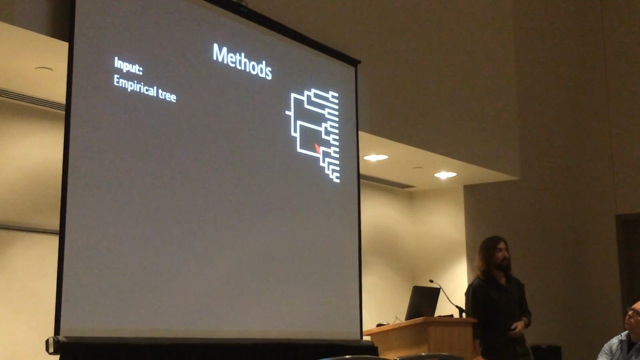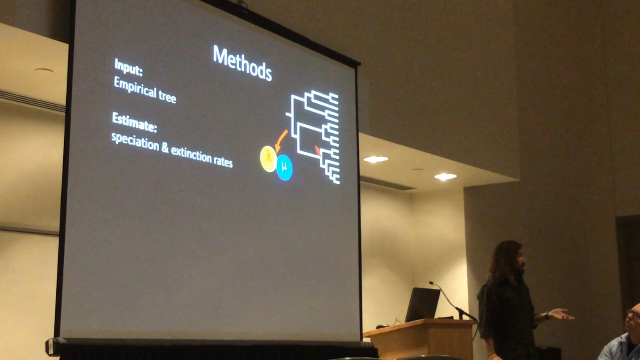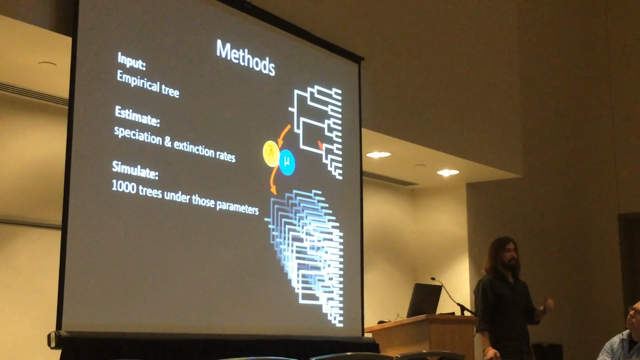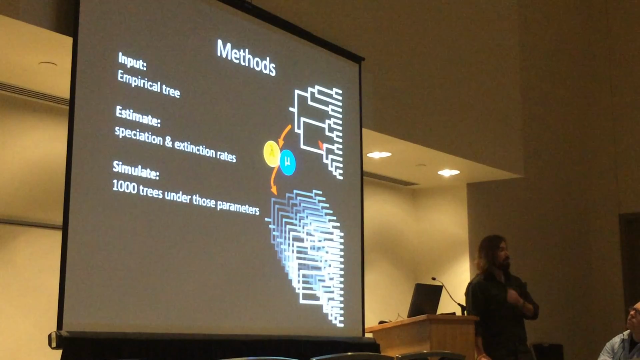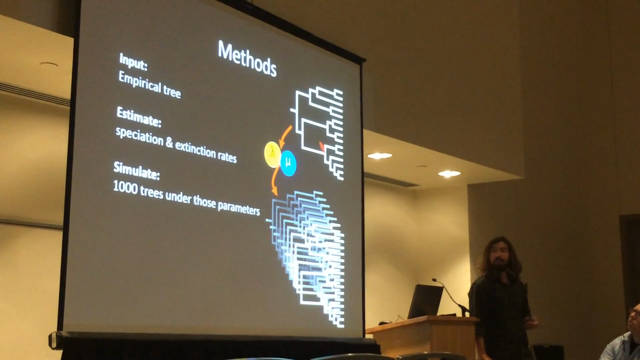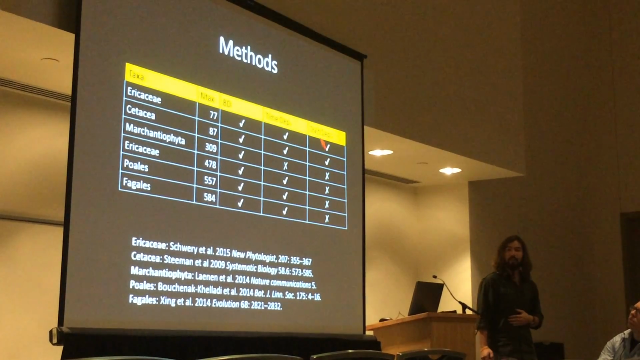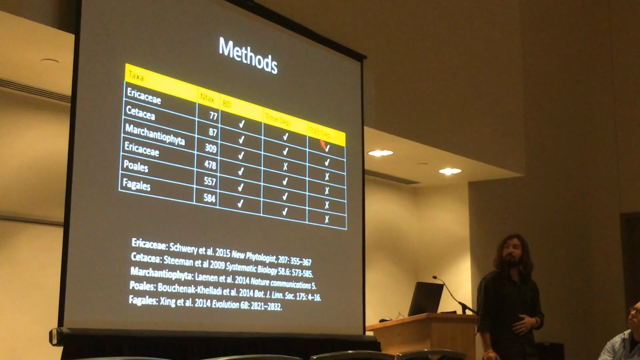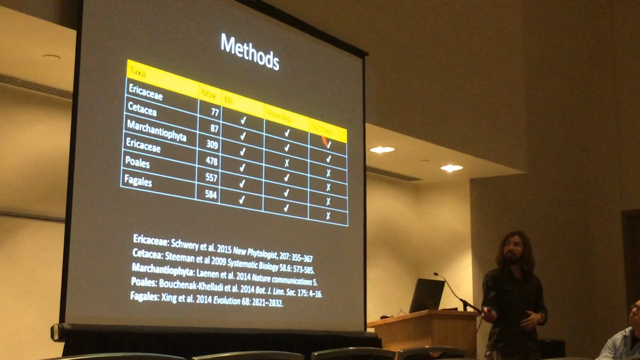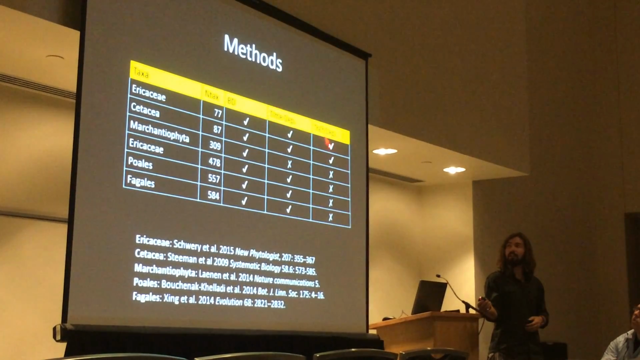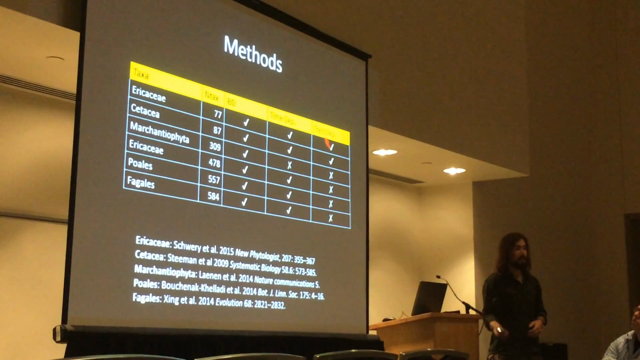We take an empirical tree, we estimate its parameters, for example, speciation and extinction rate, and then we simulate 1,000 trees using those parameters. And then we compare them. So for now, I just did it with 6 trees of different sizes and under 3 simple models: birth death, time-dependent birth death, and trait-dependent diversification.